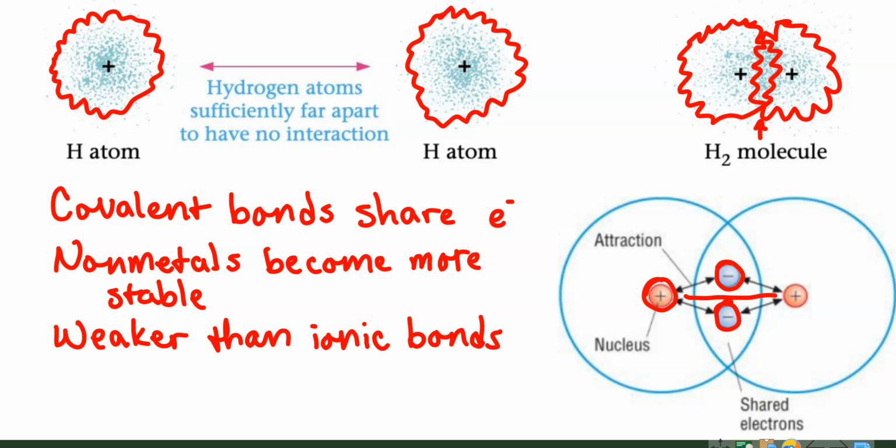Okay, so this idea of overlapping electron clouds and sharing electrons is what makes a covalent bond unique. It's what makes a covalent bond special, and it's the thing we need to remember about covalent bonds. Now, there are two types of covalent bonds that we're going to discuss. We're going to discuss nonpolar and polar.